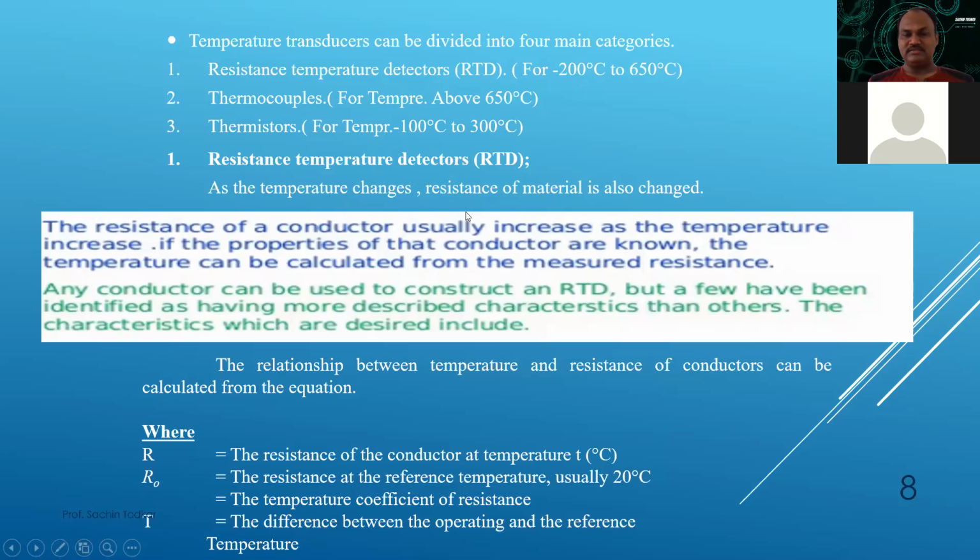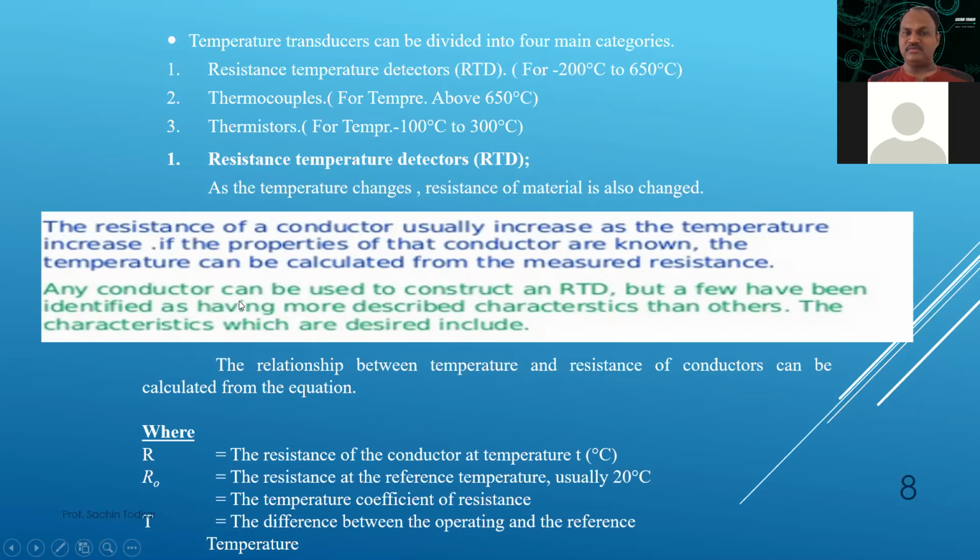As temperature changes, resistance of material is also changing. So, resistance is directly proportional to resistance. The resistance of conductor usually increases as temperature increases. So if temperature increases, resistance also increases. If the properties of that conductor are unknown, the temperature can be calculated from the measured resistance. This is the basic principle of RTD.